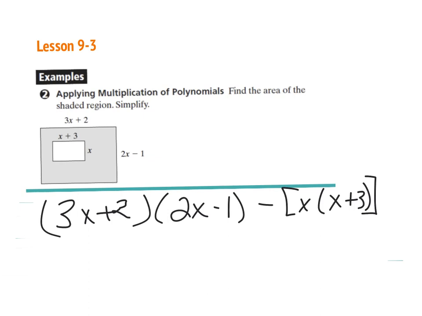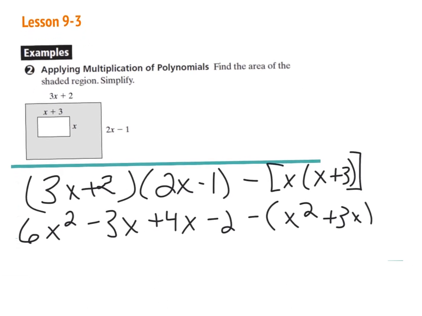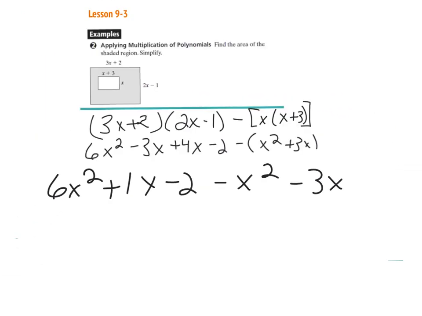So the first thing we want to do is multiply to get the big box. So it's 3x plus 2 times 2x minus 1. That's going to give us 6x squared minus 3x plus 4x minus 2. And then we're going to subtract x squared plus 3x. Okay, so we want to rearrange, combine like terms, write it in standard form, so we have to be careful here.